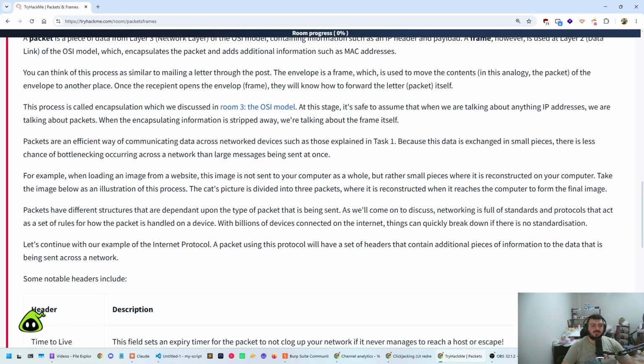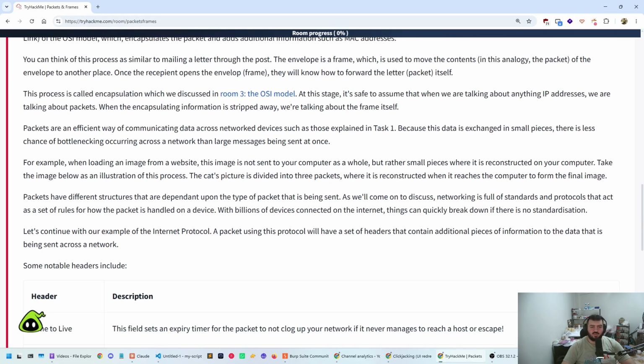Packets are an efficient way of communicating data across network devices. Because this data is exchanged in small pieces, there is less chance of bottlenecking occurring across a network than large messages being sent at once. That's why packets are very small. That's why anything that is large, or not even large, gets chunked into smaller pieces and then just sent across, because you could have millions or even billions of packets going in and out at the same time on the network.